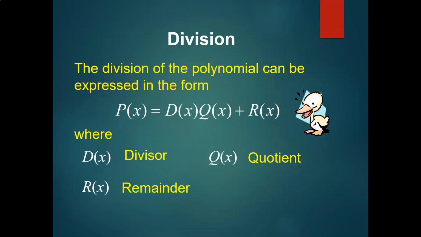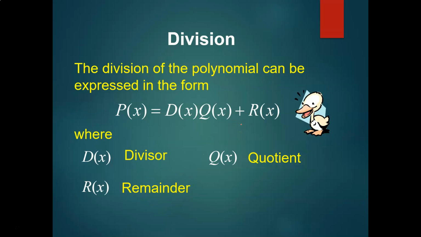Okay, when you have multiplication, of course you will have division. Okay, hasil bahagi juga. So how do we divide polynomial? Okay, first of all, the division of the polynomial can be expressed in this form: Px equal to dx times qx plus rx. So what is px? Px is your polynomial. Dx over here is your divisor ataupun kita punya pembahagi. Qx is quotient. Quotient ni maksudnya kita punya hasil bahagi itulah. And Rx is the remainder.